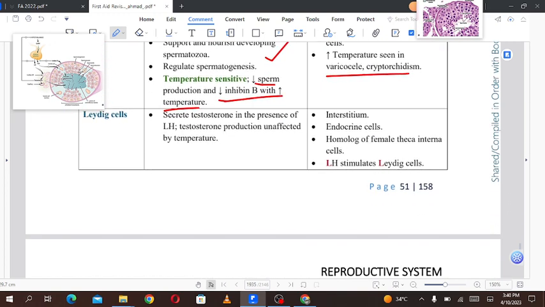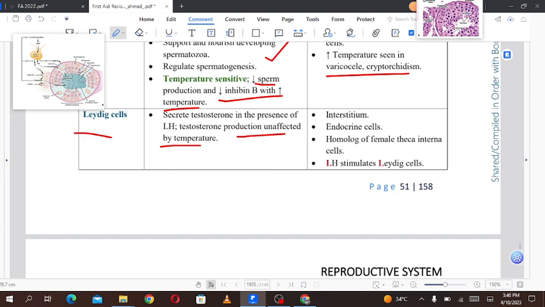What is the function of Leydig cells? Leydig cells secrete testosterone. There is a mnemonic like that: Leydig, testosterone. So Leydig cells secrete the testosterone in the presence of LH. Testosterone production is not affected by the temperature. The only thing that is being affected is the Sertoli cell. The sperm production is affected, testosterone remains constant.